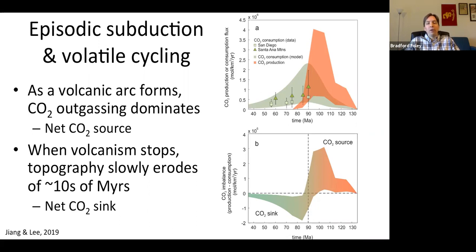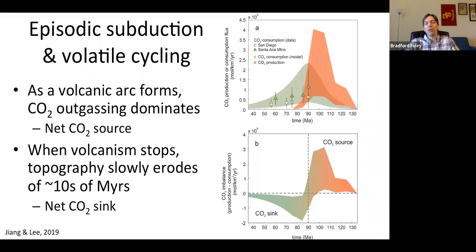What's been found here is that when the new subduction zone and volcanic arc is forming, there's a big increase in the outgassing rate, as we're forming all these new volcanoes and releasing a bunch of volatiles, or a bunch of CO2, coming off this downgoing plate.